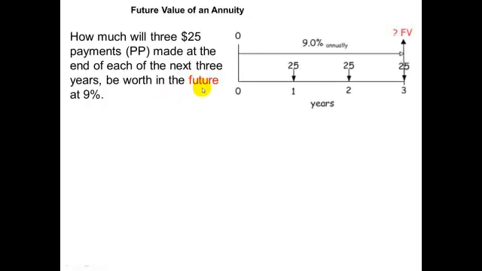Here's our picture. You start right here in today, which is always called time 0, and you put in $25 at the end of each year for 3 years. And you can earn 9% interest on these amounts. So the question is, how much are these 3 amounts put in at the end of each year, at 9% interest, worth in the future?